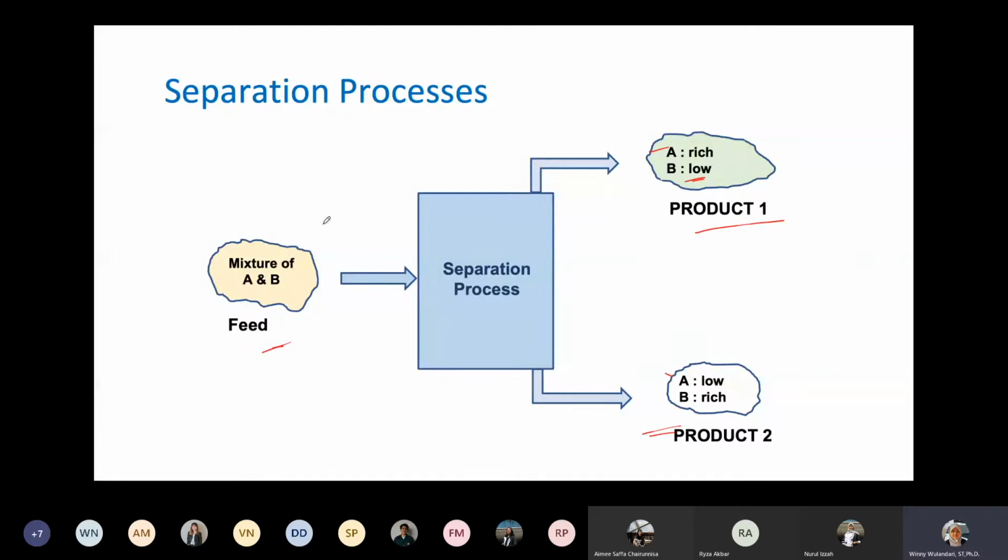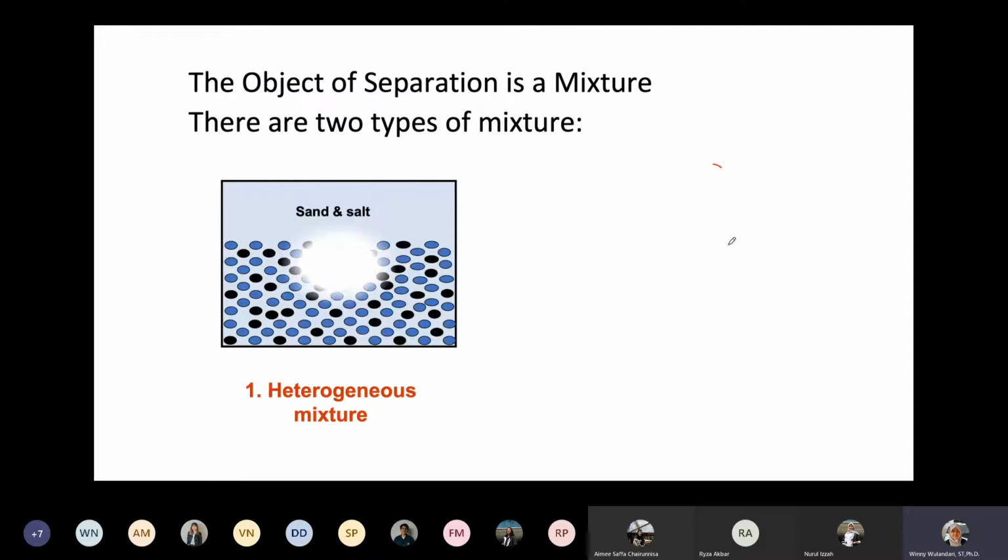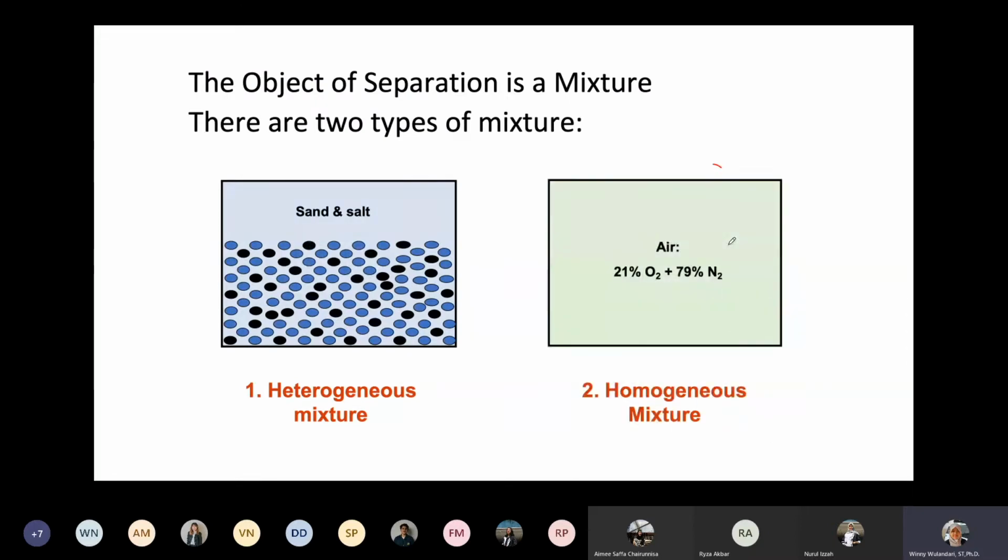Okay, so thinking about chemical plants, chemical industry, let's say I want to have ethanol 99.95%, from the mixture of air, for example. So we have to separate it using separation processes. Okay, so the object of separation is a mixture. There are two types of mixture. The first one is heterogeneous mixture.